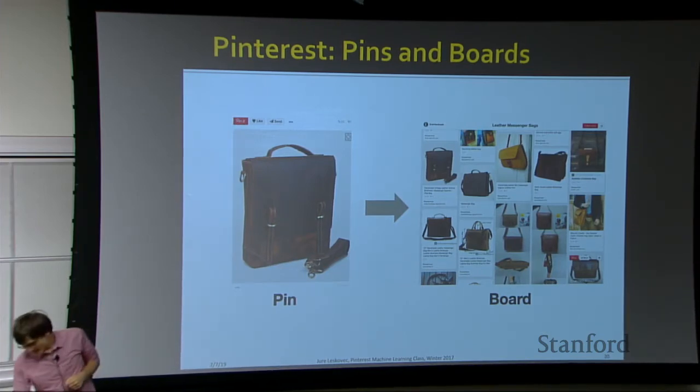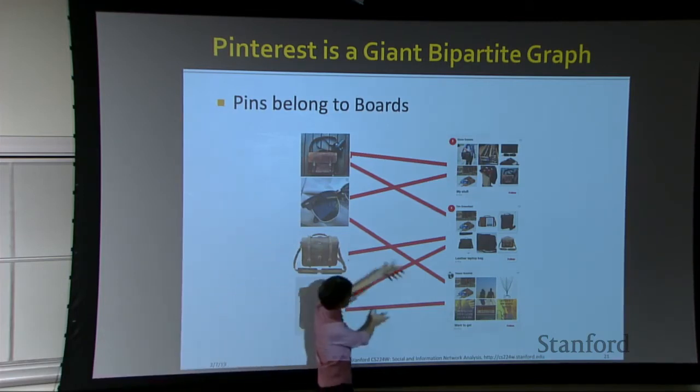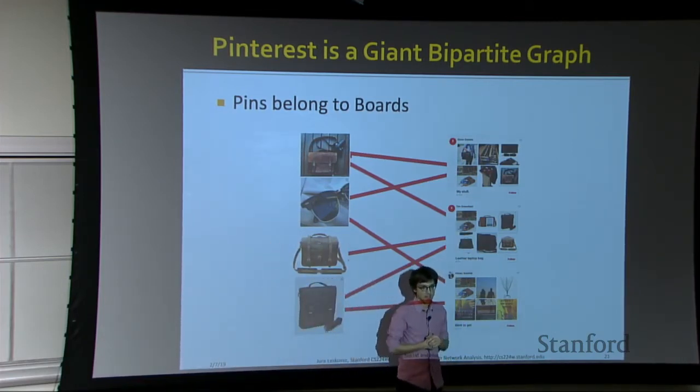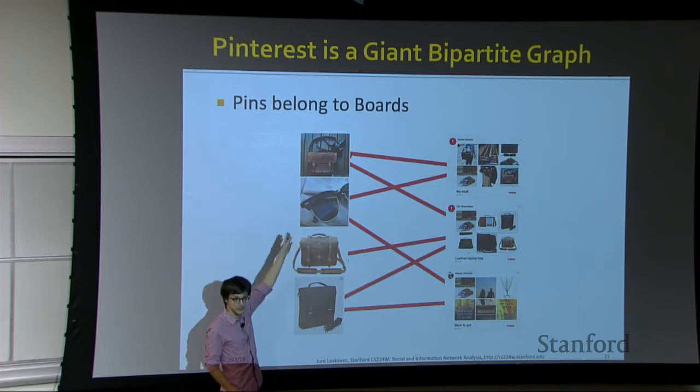And if you ask, where is the graph here? This is the graph, right? People take these pins and they pin them into these collections that they create. And this graph is actually amazingly humongous. You have around 4 billion of these pins.